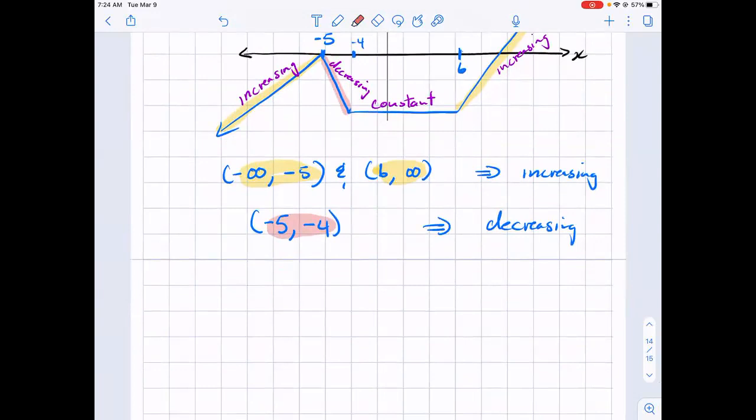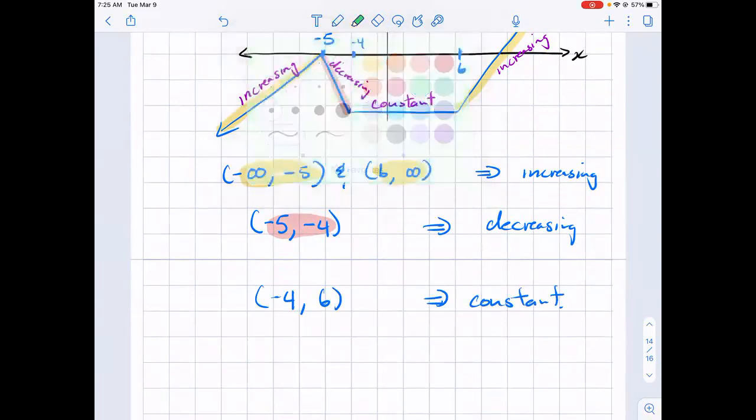And then for constant, from -4 to 6, it is a constant. Okay? And that's this little piece here. Constant just means we have a horizontal line. So when we speak of a constant, it is a horizontal line. That's what we're looking at, some sort of horizontal line. So you should be able to look at any graph and tell where it's increasing and where it's decreasing.